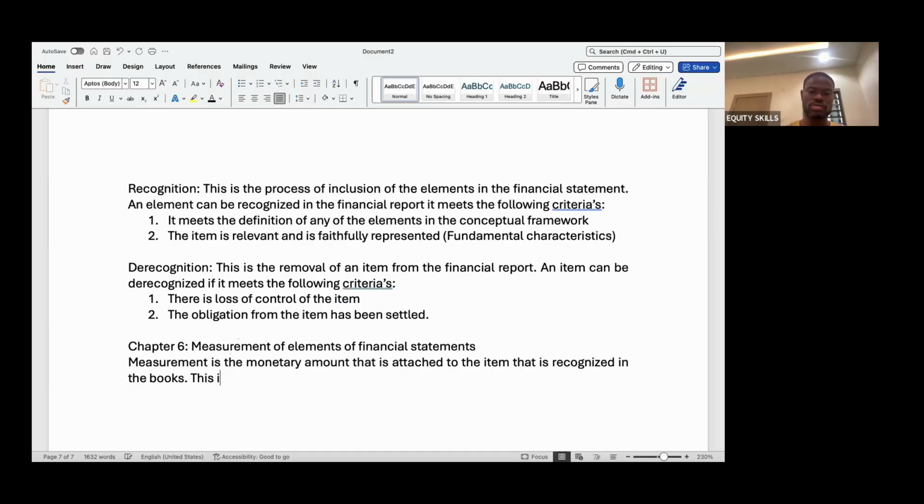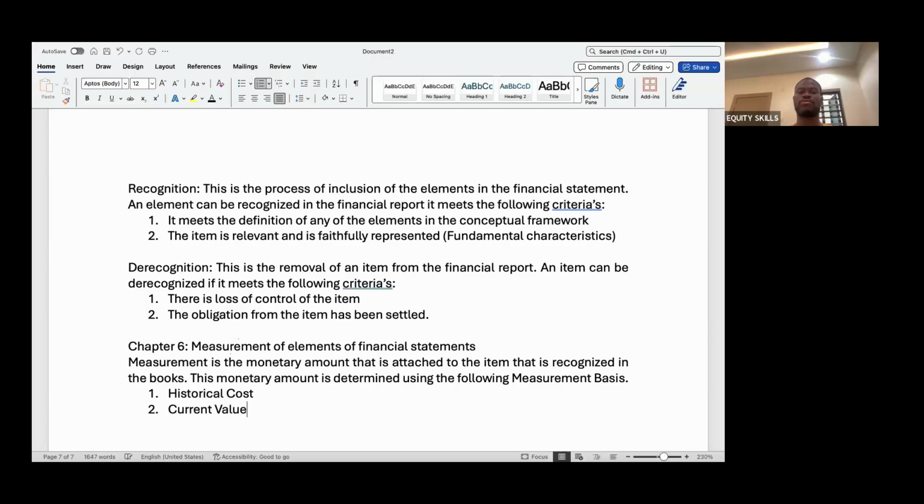So this monetary amount is determined using the following measurement bases. When you want to determine monetary amounts in reporting, either you are using historical cost or you are using current value. These are the 2 measurement bases we have, and these are the 2 ways with which we measure items.